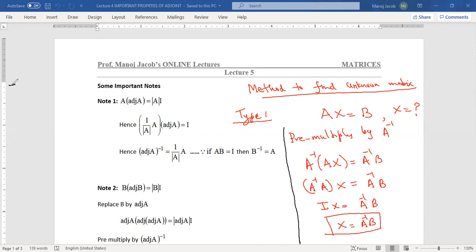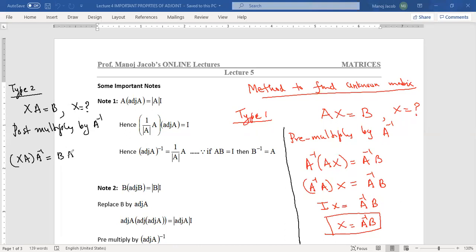Type 2: XA equal to B. You have to find what X is. Post multiply by A inverse. So XA into A inverse is B times A inverse. Post multiply means from the end side you multiply. X into A inverse is BA inverse. X into unit matrix, BA inverse. X equal to BA inverse.